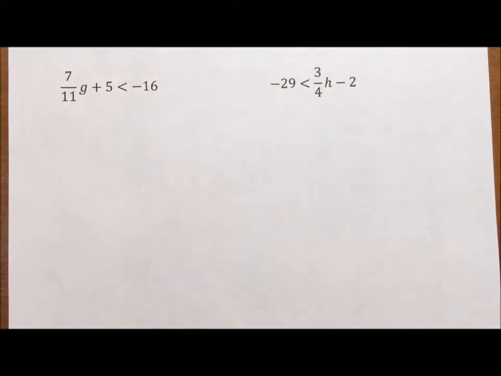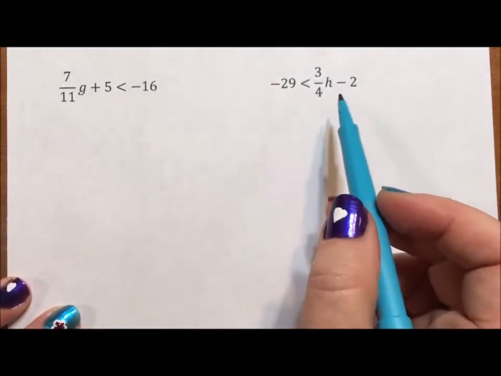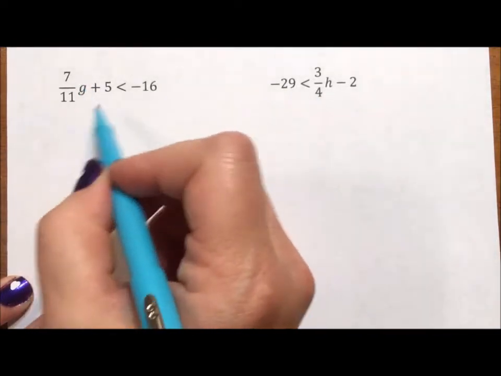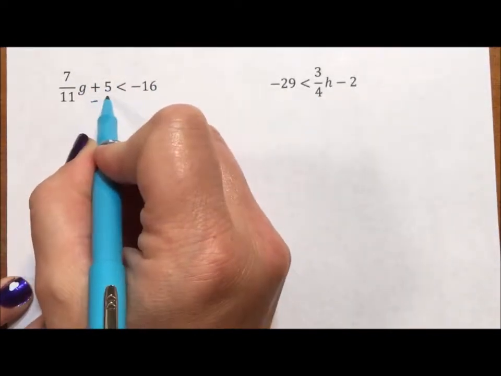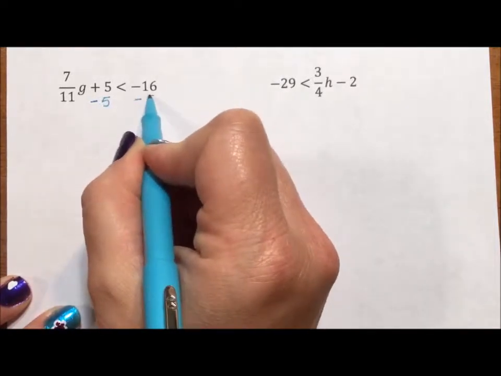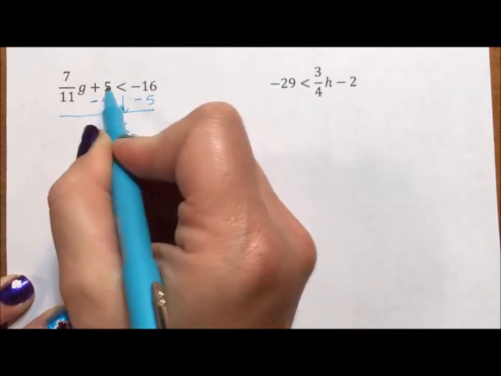Today I'm doing a series of videos on inequalities and interval notation. For these two problems, I have to solve the inequality for my variable first. Just like an equality, 5 is being added, and the inverse of addition is subtraction, so I subtract 5 from both sides. My arrow reminds me to bring my inequality down.